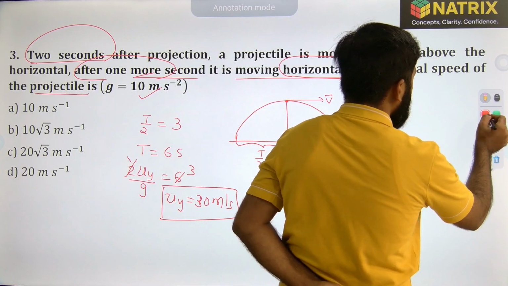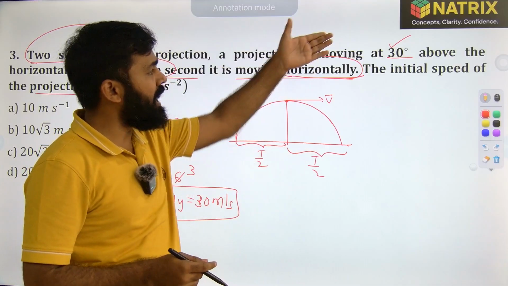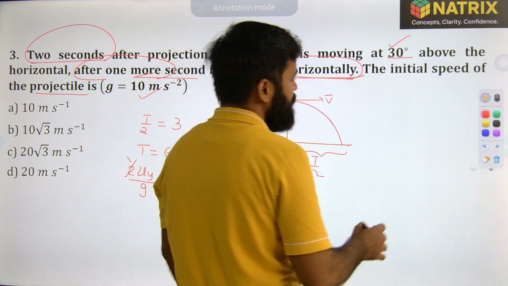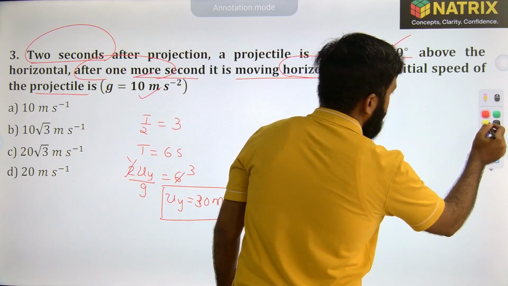Then what should I be doing? I need to calculate the value of ux also, right? Because I have to get the value of the initial speed. Right? Either ux, or you can calculate it as u, whichever. Now, how do I calculate ux or u? Or let's say directly u.